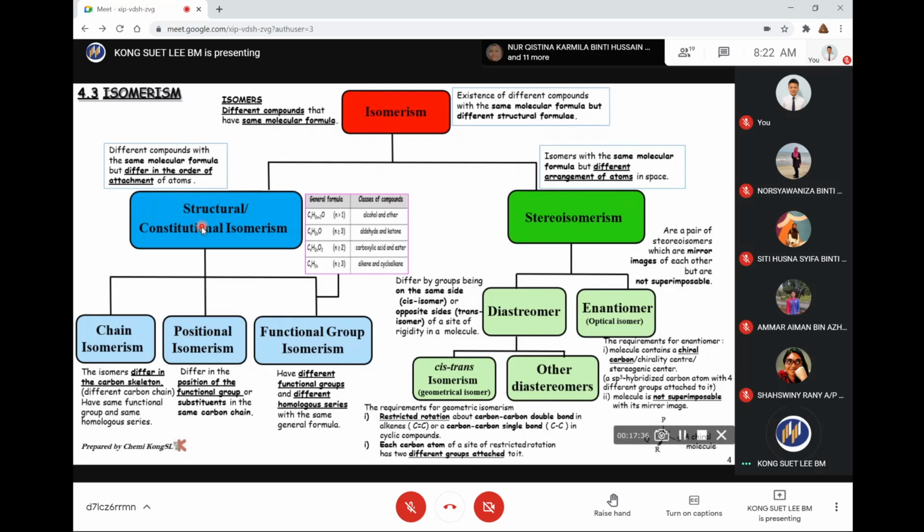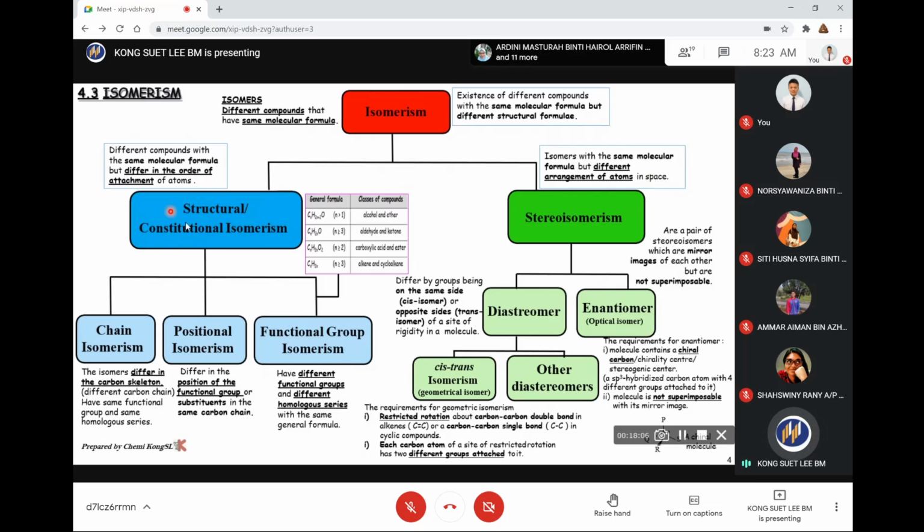And then there are two. One is structural or constitutional isomer. Different compounds with the same molecular formula but different in the order of attachment of atoms. Cara susunan berbeza. Okay, if stereoisomerism, same molecular formula but different arrangement of atoms in space. Susunan secara ruangan dia berbeza. Okay, so later we check what is the difference between structural and stereoisomerism.